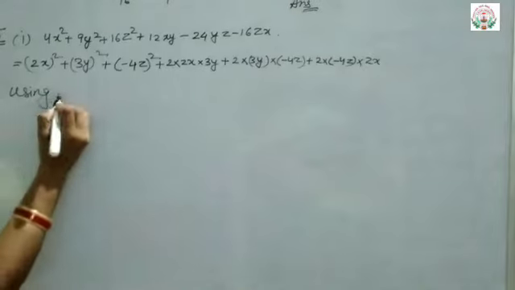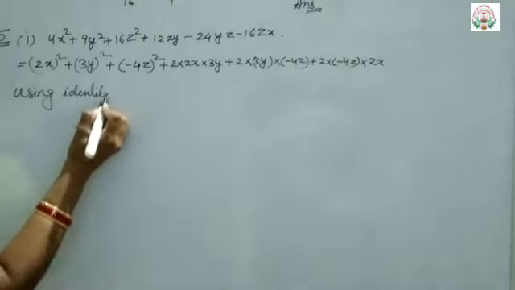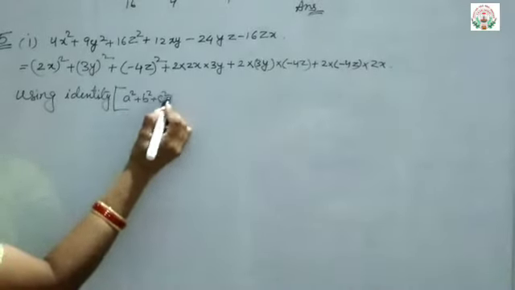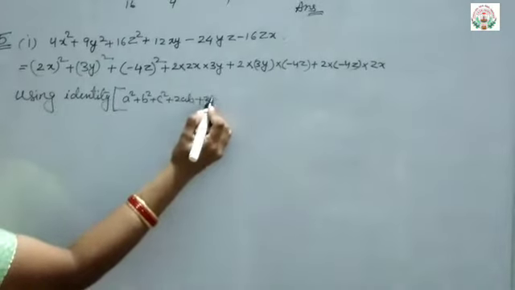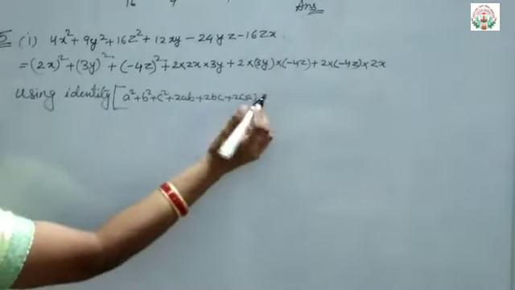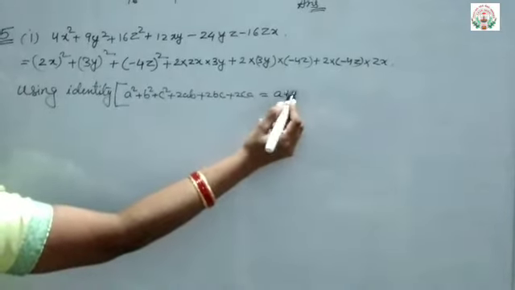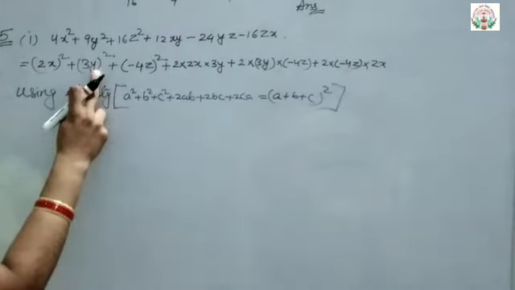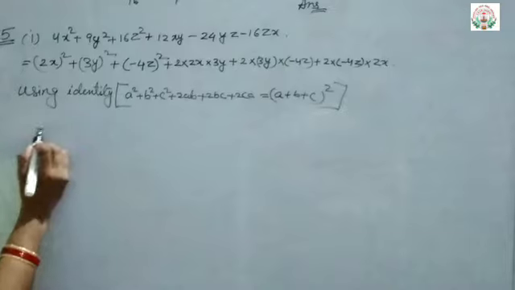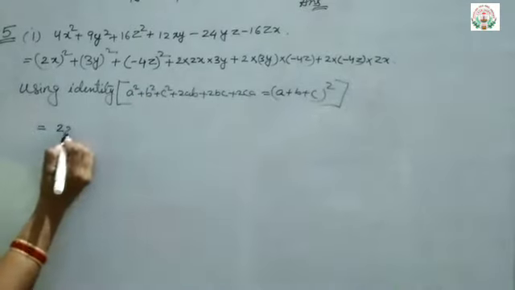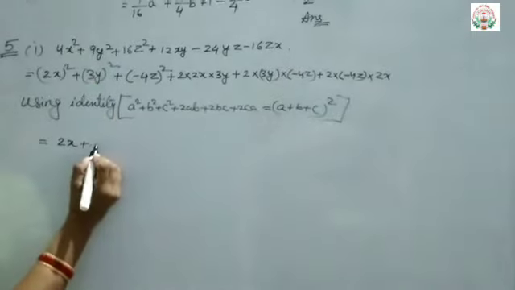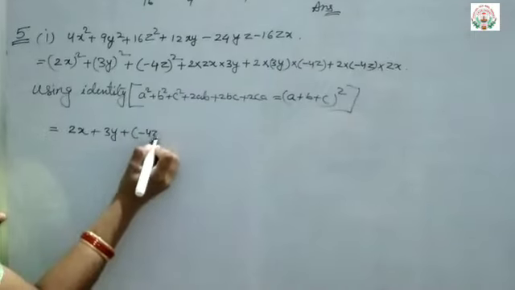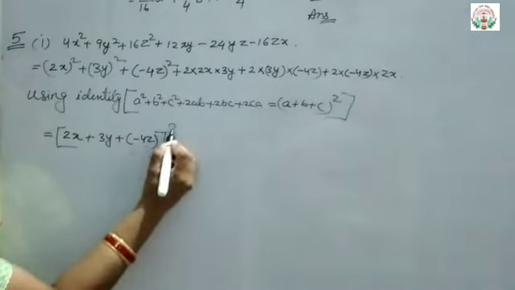So now you can write using identity. Which one? A square plus b square plus c square plus 2ab plus 2bc plus 2ca equals to what? A plus b plus c whole square. Right? So now this is given. So we have to get what? This one. So equals to what is in a place? That is 2x. What is in b place? That is 3y. Then what is in c place? That is minus 4z. This one's square.